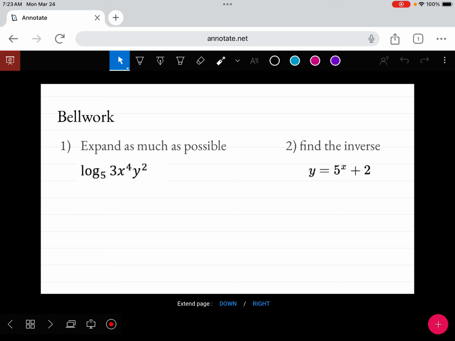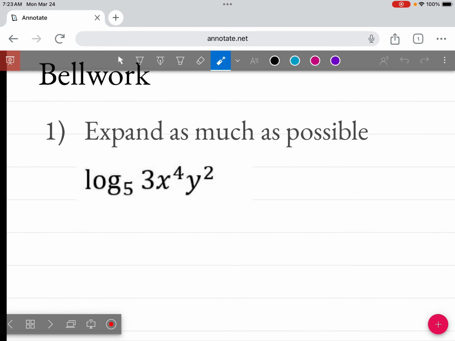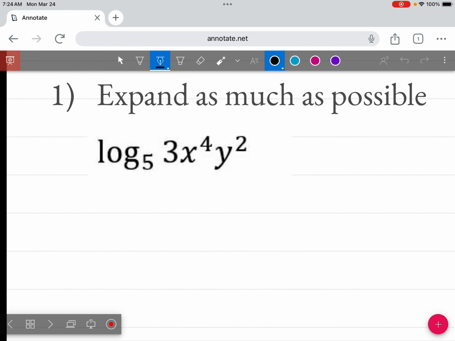Let's start looking at this bell work. So expanding is what we did on Friday. And that's when we're taking things and we're trying to make this have as many logs as possible. So what do we need to do over here? What's our first instinct on this guy? Don't say cry. You put the log base of 5 with each of, I guess you could call them arguments?